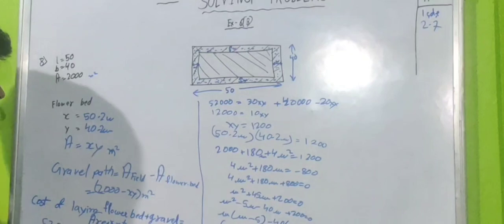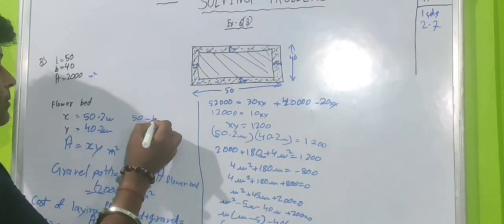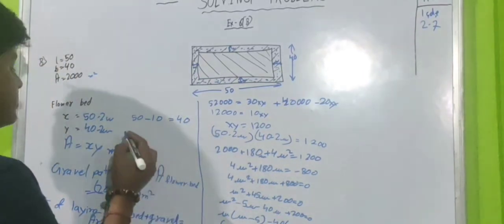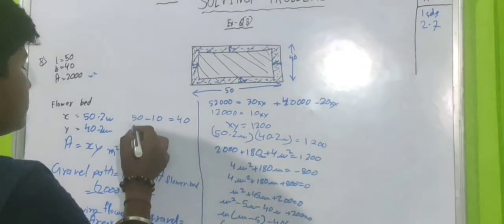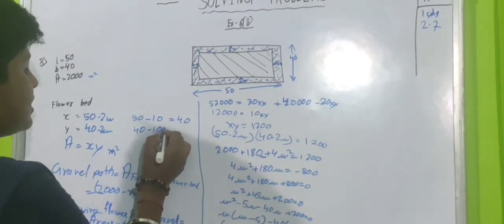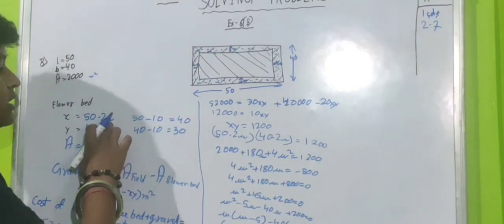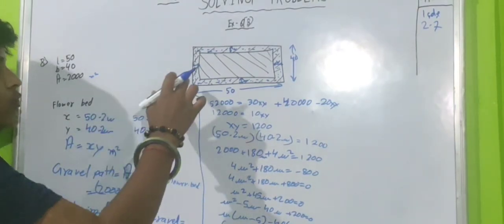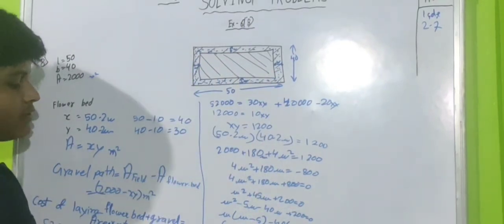Use 5. 50 minus 2 into w, that is 10, it will be 40, which can be a number. In y, 40 minus 2w, 40 minus 10 will be 30. It can also be. 2w is 10 and w is 5. So 5 is the answer.